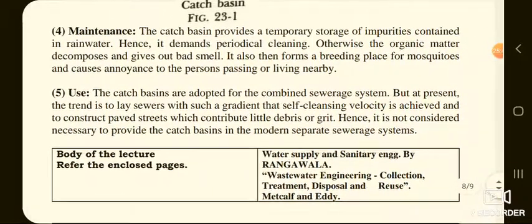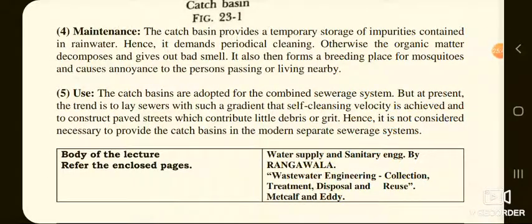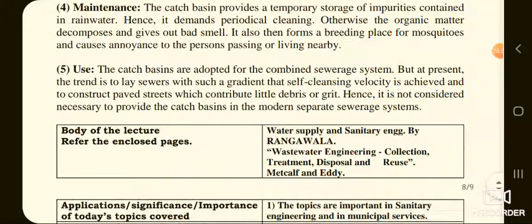Now come to the maintenance of catch basin. The catch basins provide a temporary storage of impurities contained in rainwater. Hence, it demands periodical cleaning. Otherwise, the organic matter decomposes and gives out bad smell. It also then forms a breeding place for mosquitoes and causes annoyance to the persons passing or living nearby.